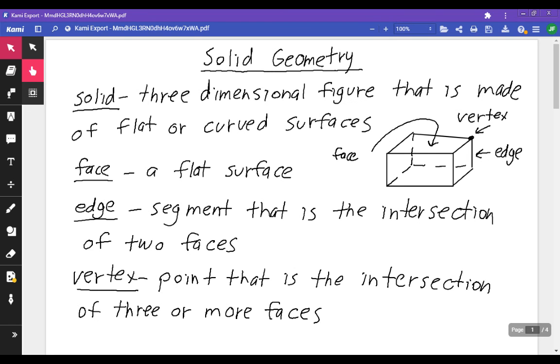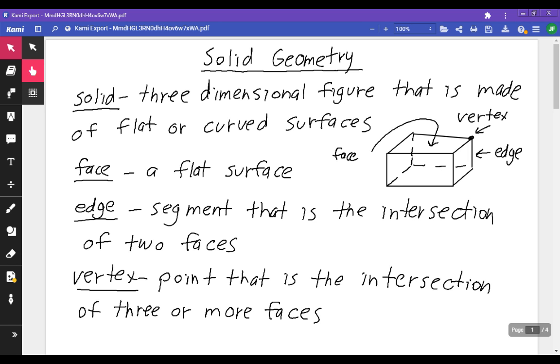A solid is a three-dimensional figure that's made up of flat or curved surfaces. So you have a little drawing there, and we're going to talk about some of the parts. First, a face is just a flat surface. So you can see that shape that looks like maybe a shoebox. It's a rectangular prism, but you see that it has six faces that are flat.